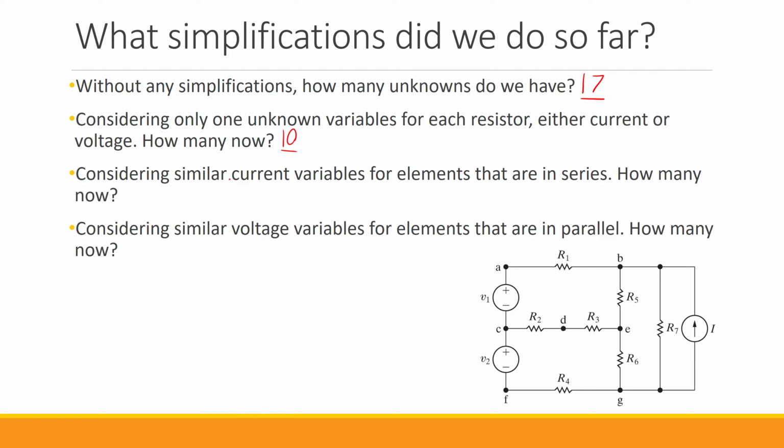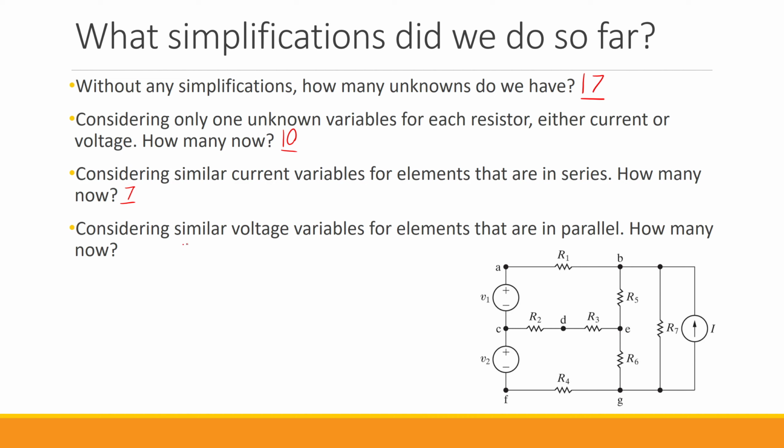Then, considering similar current variables for elements that are in series, how many now? We have V1 and R1 in series, so that reduces one of the equations. Then we have V2 and R4 in series, so their currents are the same. That reduces another equation. We have R2 and R3 in series too, so that reduces another of the equations. So considering these, we needed to have 7 equations.